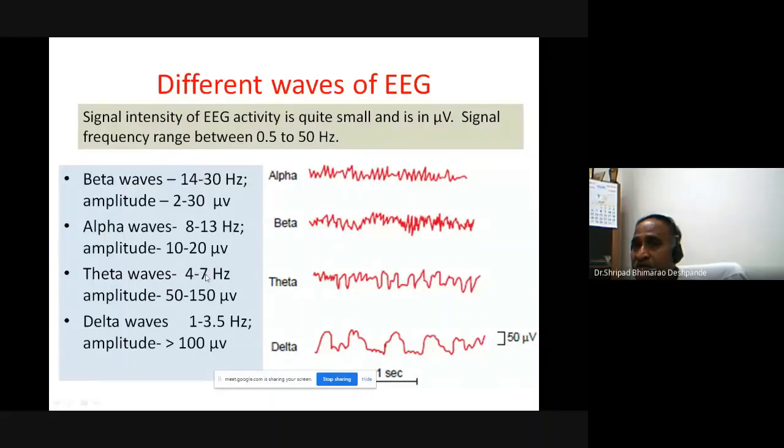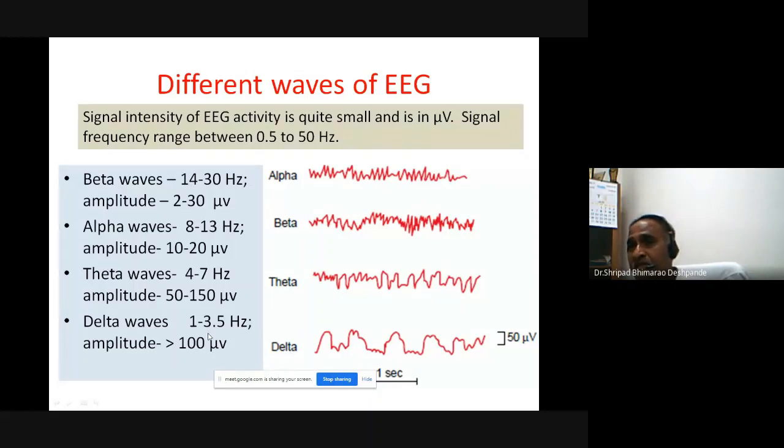Then we have another wave when we are in deep sleep. We have these slow waves coming up. The frequency is around 3 hertz, 3 per second, and a very high amplitude, about 100 microvolts. So that means from slow 1 to 3, 4 to 7, 8 to 13, then 14 to 30.